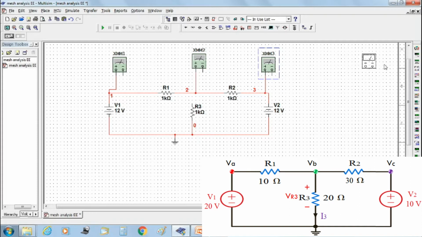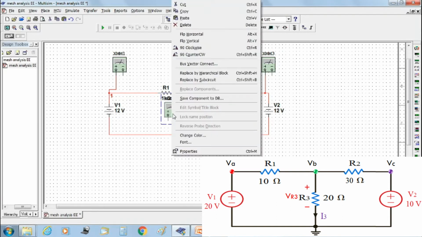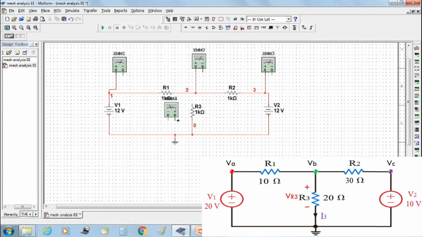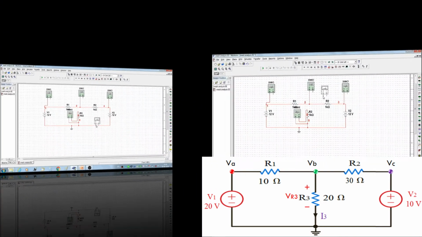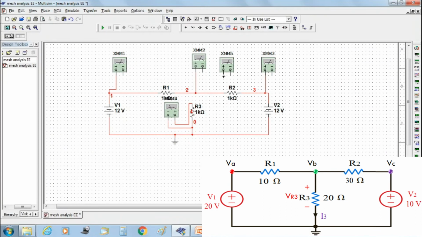Then again select a voltmeter to measure voltage across resistor R3. We call it voltage VR3. And again select one more multimeter to measure current flowing through resistor R3.